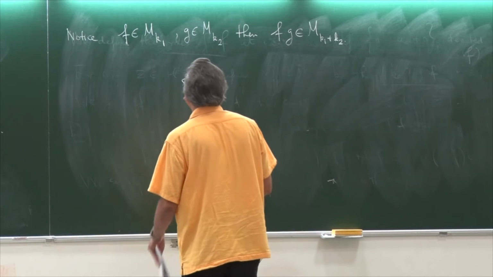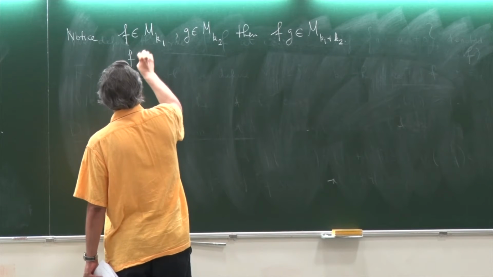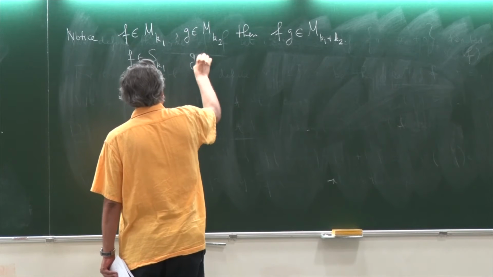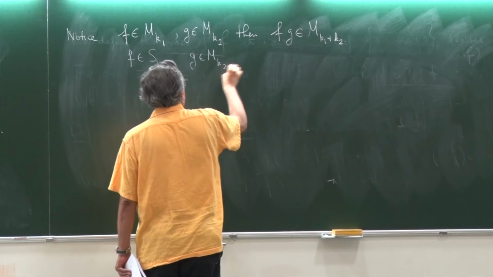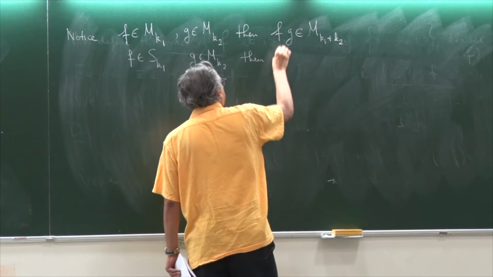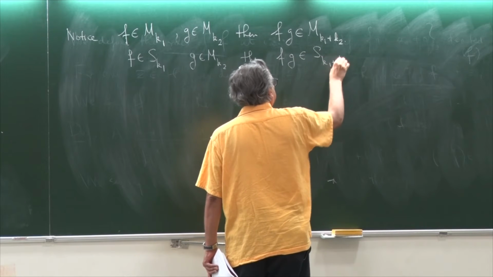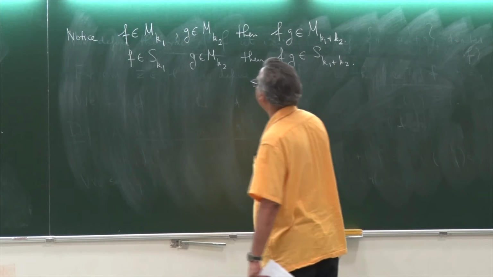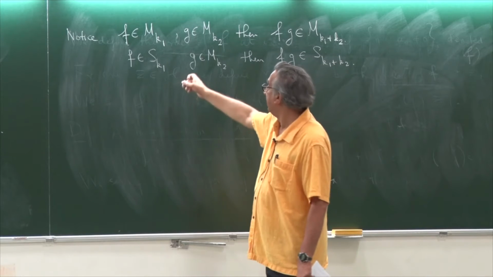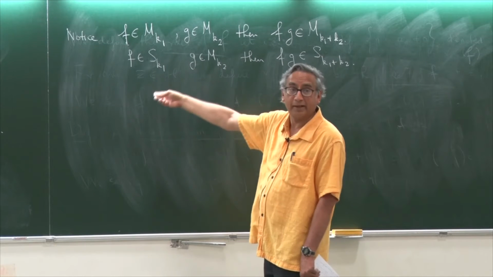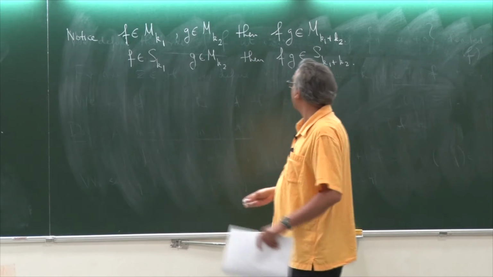The same applies if f is a cusp form and g is a modular form: then the product fg is again a cusp form. That's because if f already vanishes at infinity, you don't care what happens at g as long as it's holomorphic. f times g certainly vanishes again at infinity, therefore you have this property.